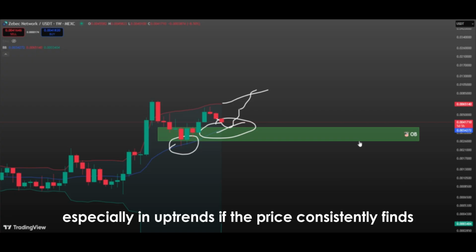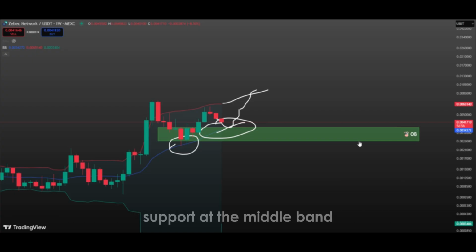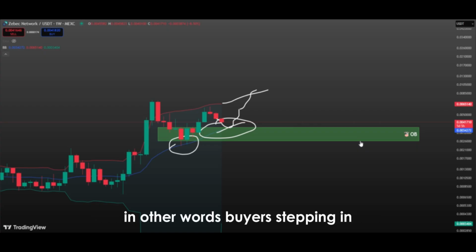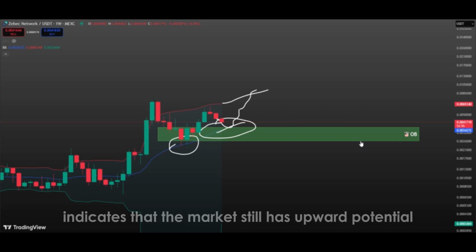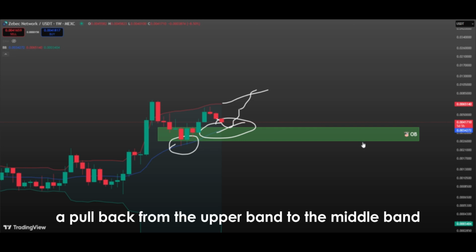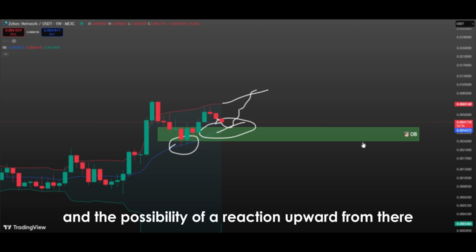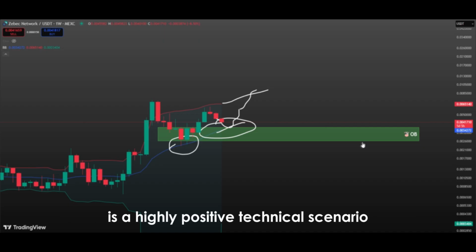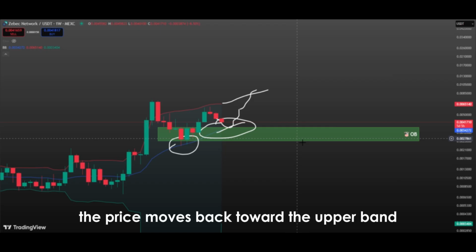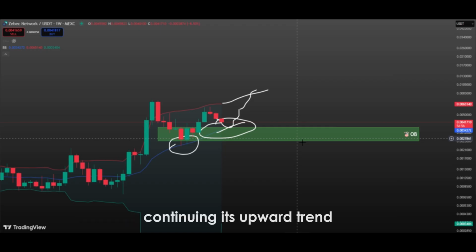Especially in uptrends, if the price consistently finds support at the middle band without breaking it, this confirms the strength of the trend. In other words, buyers stepping in as the price approaches the middle band indicates that the market still has upward potential. In conclusion, a pullback from the upper band to the middle band and the possibility of a reaction upward from there is a highly positive technical scenario. If the scenario occurs, the price moves back toward the upper band, continuing its upward trend.